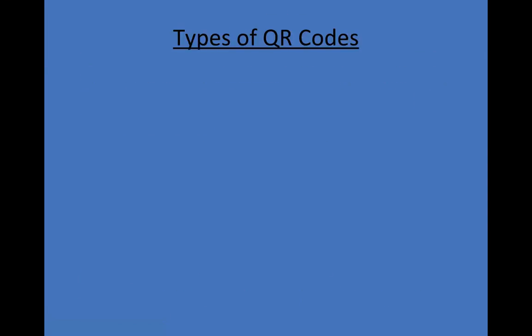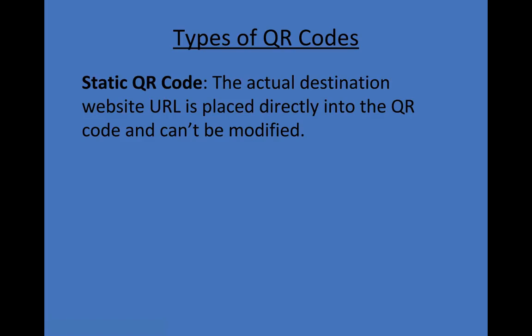Okay, now there are two types of QR codes. The first is called a static code. So this is where your URL address is actually placed in the code. So where you want people to end up is the actual URL address encoded in your QR code. So when you scan it, you're going to go right to the destination that someone intended.